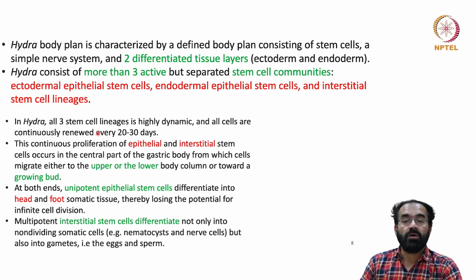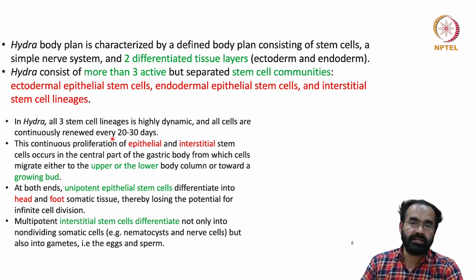In Hydra, all 3 stem cell lineages are highly dynamic, and all cells are continuously renewed every 20 to 30 days. This is a unique feature that you can see in Hydra. This continuous proliferation of epithelial and interstitial stem cells occurs in the central part of the gastric body, from which the cells migrate either to the upper or to the lower. This we saw in the previous picture also, upper or lower body column, or towards a growing bud. If a bud is growing, then there will be more migration towards the bud as a part of asexual reproduction.